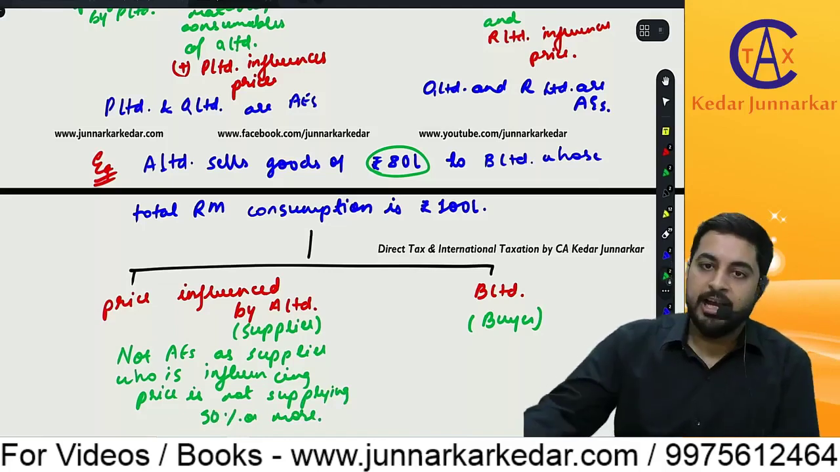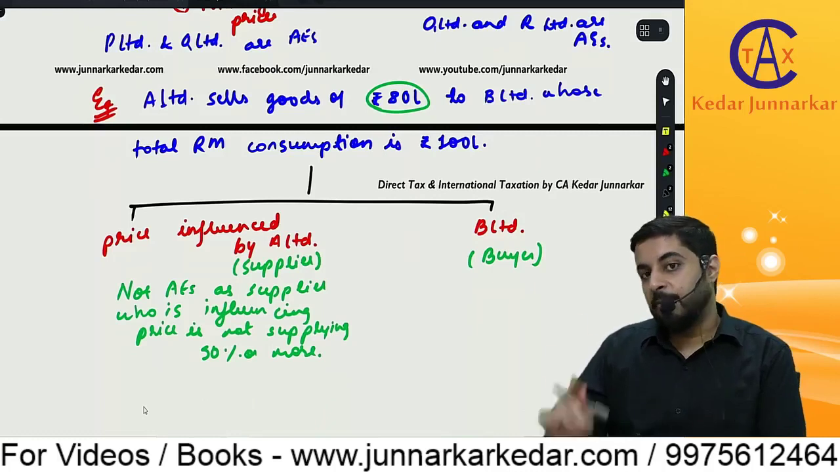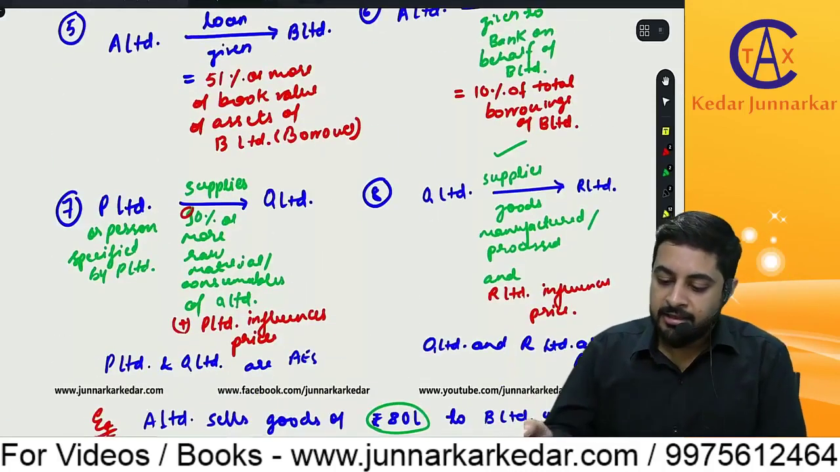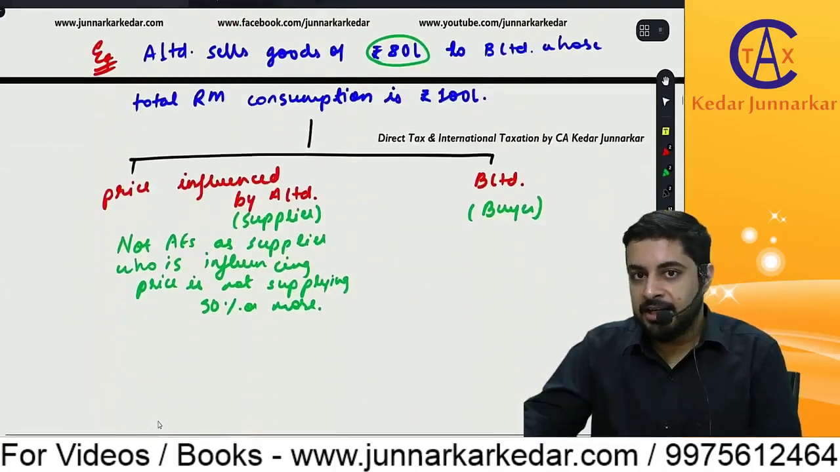So in such a situation, they are not AEs. But if B Limited is influencing the price, meaning the buyer is influencing the price, then it will fall under this category. If the buyer influences the price, then the percentage won't apply and they are deemed to be AEs.